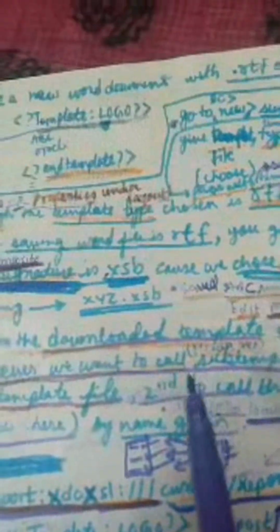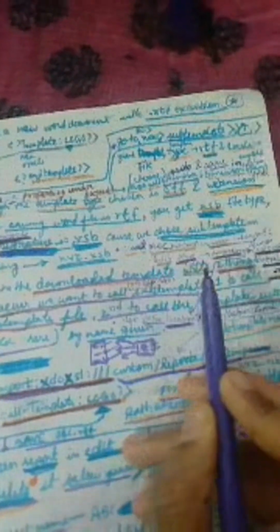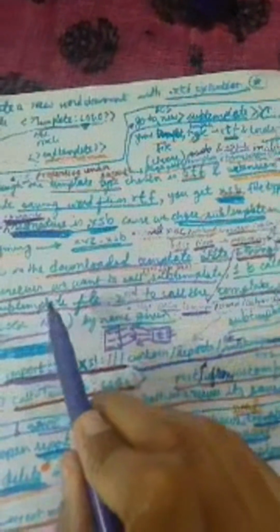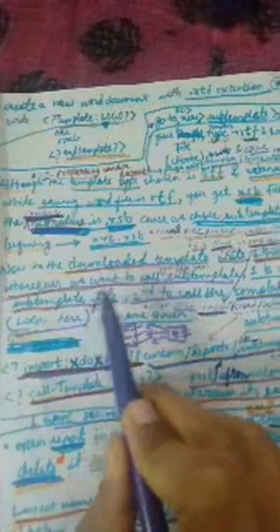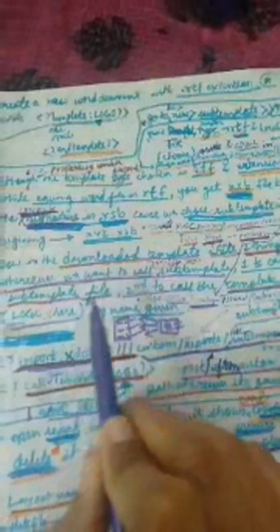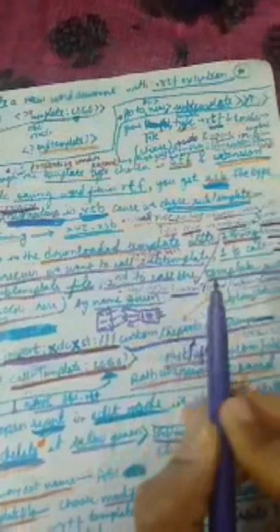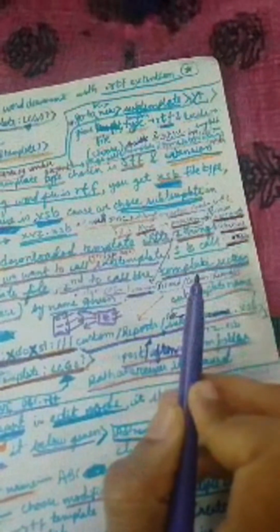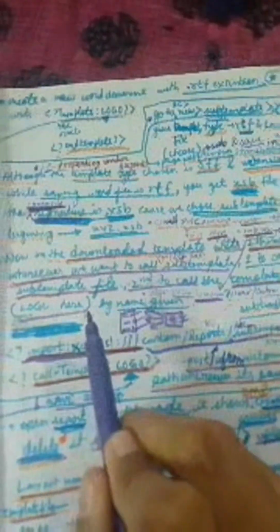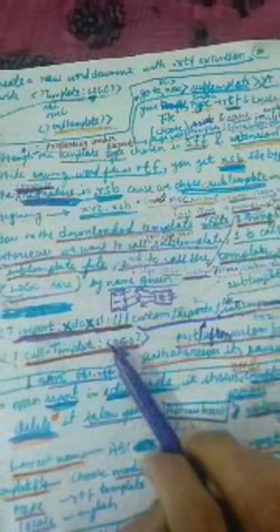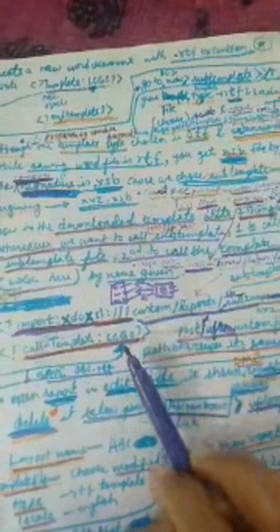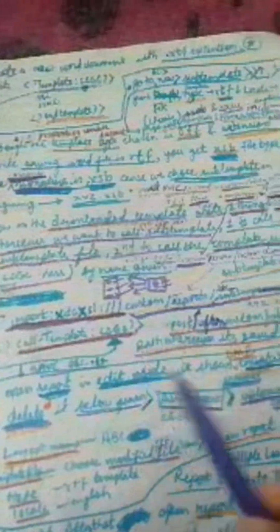This is what is written here. So in the downloaded template, we'll write two things. Wherever we want to call the subtemplate, one is to call the subtemplate file, and the second one is to call the complete section here. In this case it's logo, by the name given. So this is the name I've given, logo. You can write whatever you want, and we'll be calling call template colon logo.